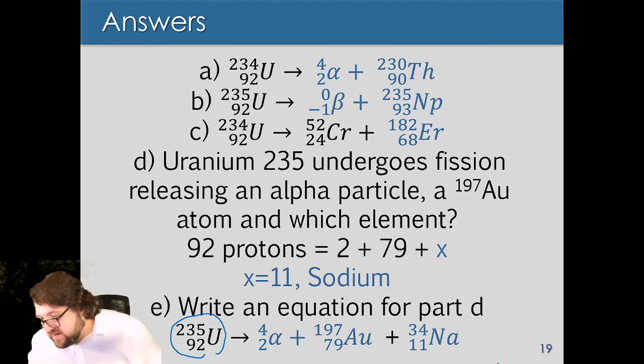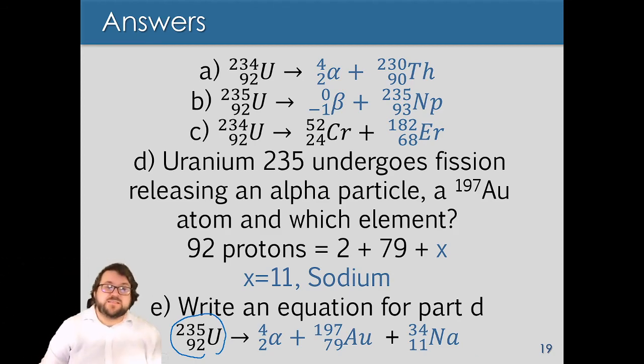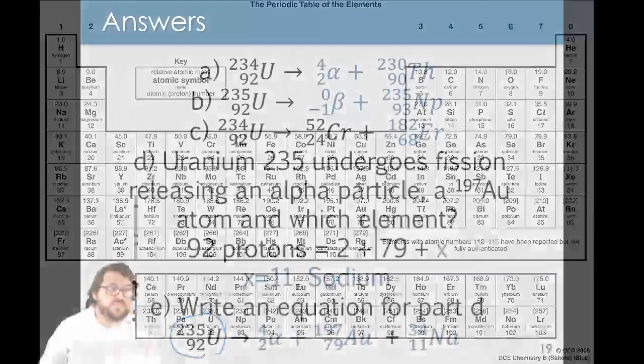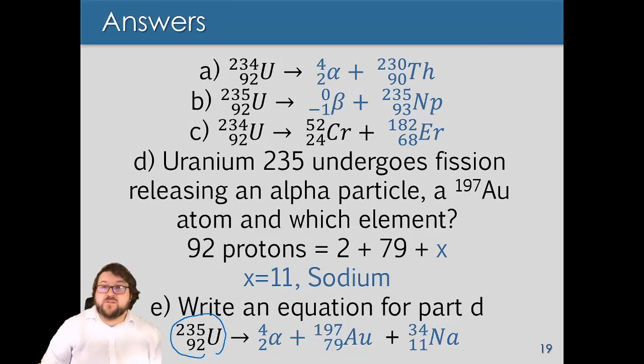Pretty heavy as far as the sodium goes. I think sodium's mass number is 23. Don't know why I'm thinking. I can just look at the periodic table. Yep, there it is, 23. So pretty heavy for a sodium atom. Probably that sodium is going to undergo more fission.